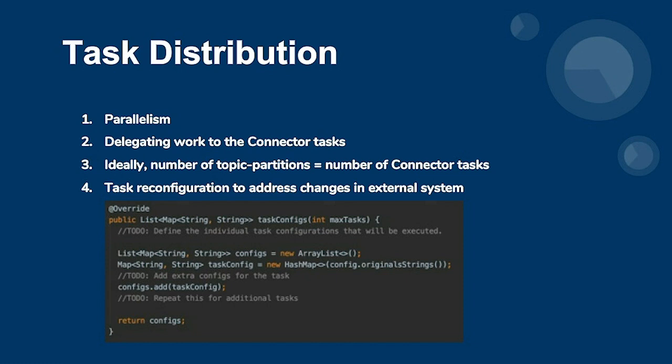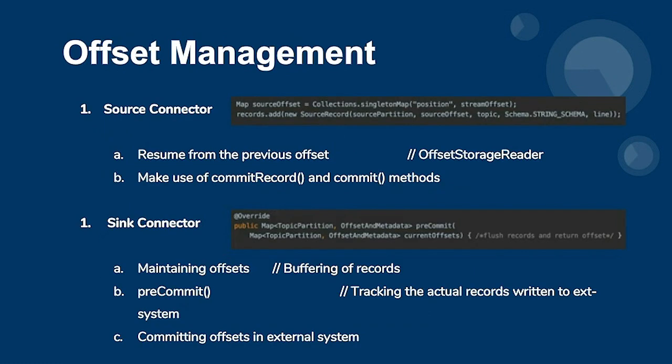For offset management, in case of source connectors, we should try keeping a record of the records that we are reading from the source systems by injecting this information in the offset map within the source records, so that Kafka Connect makes those offsets available when there's a restart.